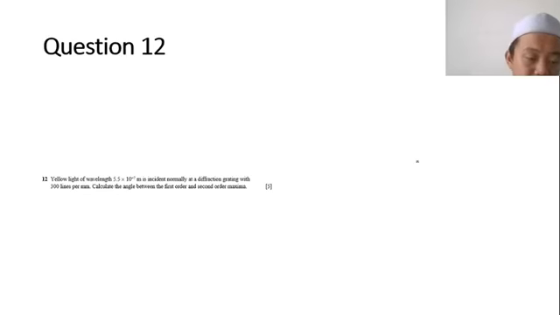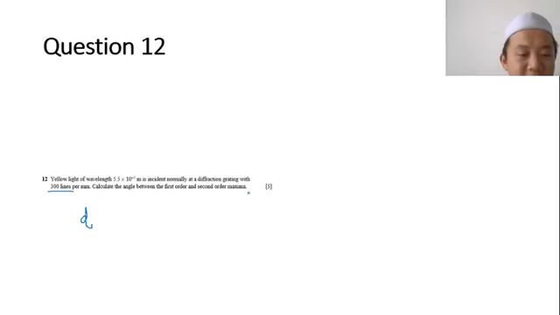Yellow light of wavelength 5.5 times 10 to the power minus 7 is incident normally on a diffraction grating. It is diffraction grating all the way towards the end of the paper, the end of the quiz, with 300 lines per millimeter. So if you know it is 300 lines per millimeter, get the value of d. Calculate the angle between the first order and second order maxima.